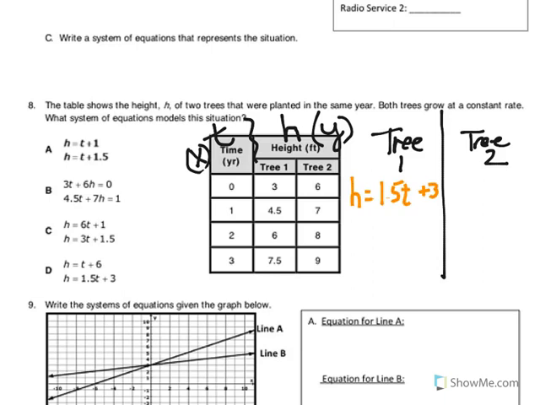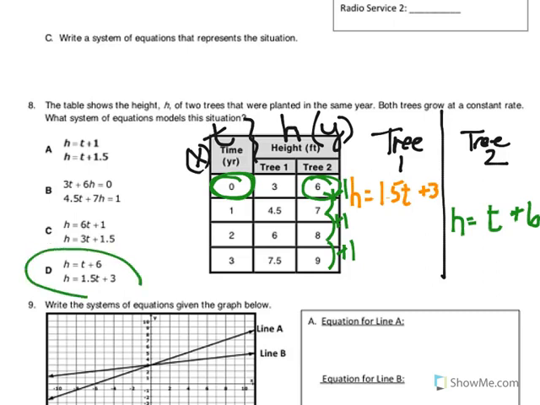It has an initial height of 6. So that's going to be your y-intercept. And what's the growth rate on it? It's going up plus 1, plus 1, plus 1 foot every year. So let's write that as an equation, because we have our slope and our y-intercept: h is equal to t plus 6. So let's find an equation that matches. And I think if you look, it's going to be letter D.